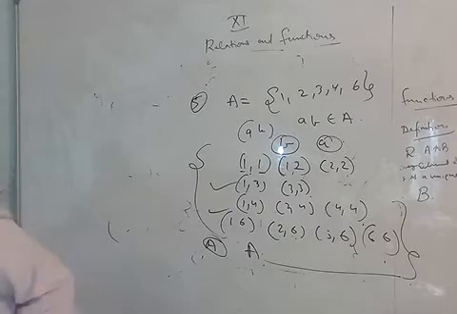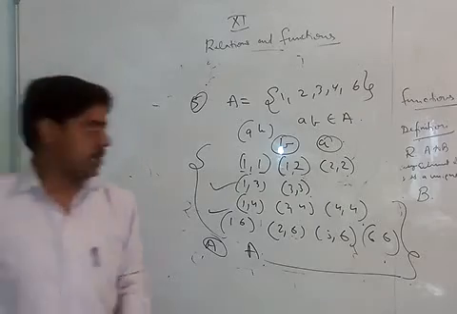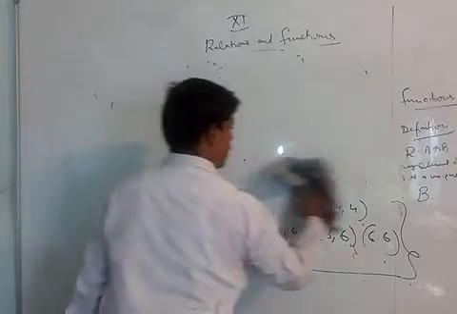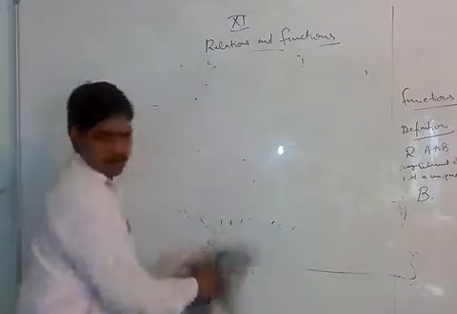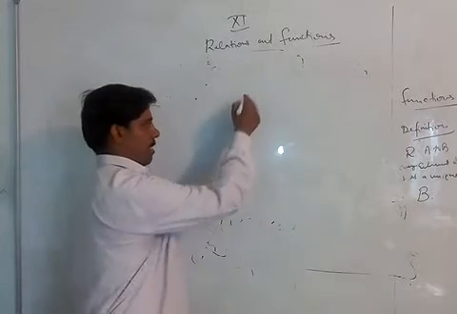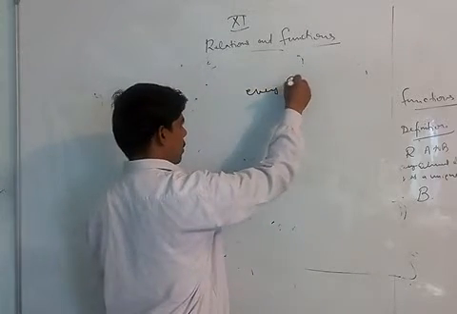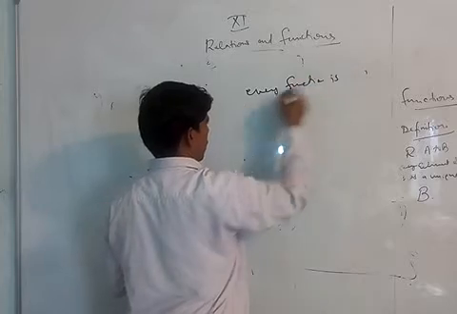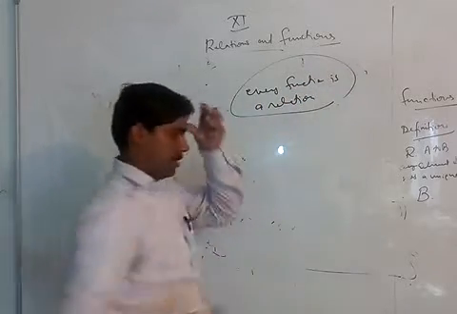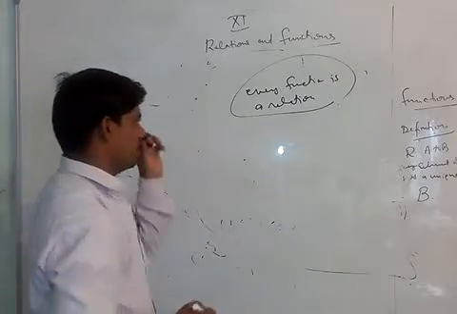Now this is a very important topic, so I'll just write here. Every relation is not a function. Every function is a relation. Okay? हर फंक्शन जो होता है वो रिलेशन होता है. Every function is a relation, but every relation is not a function. That you have to understand. ठीक है? तो कौन सा रिलेशन फंक्शन होगा?